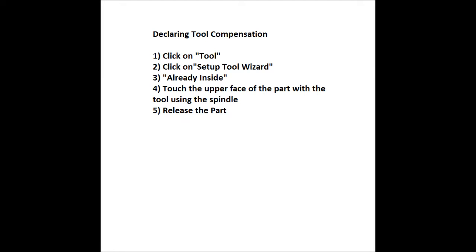Now let's talk about the mill. To declare the tool compensation, you first need to click on Tool. After this, on Setup Tool Wizard. This program will tell us whatever we need to do, and it will ask you two questions: the height reference and the tool reference. If you got both, you click that you got both. After this, you click Already Inside. Then you have to move the mill to touch your part in the upper face with the tool using the spindle, and save your point. After this, release the part.